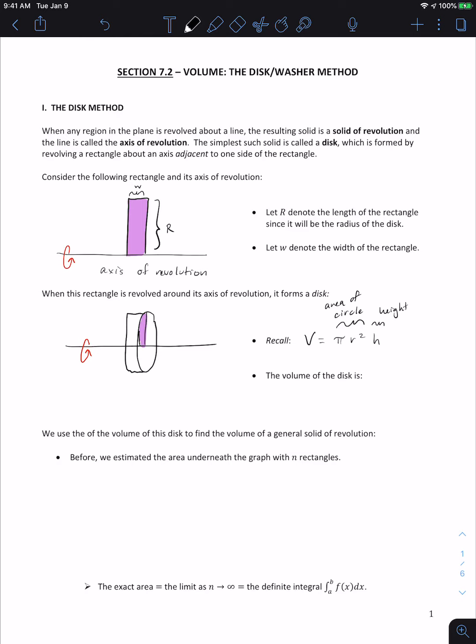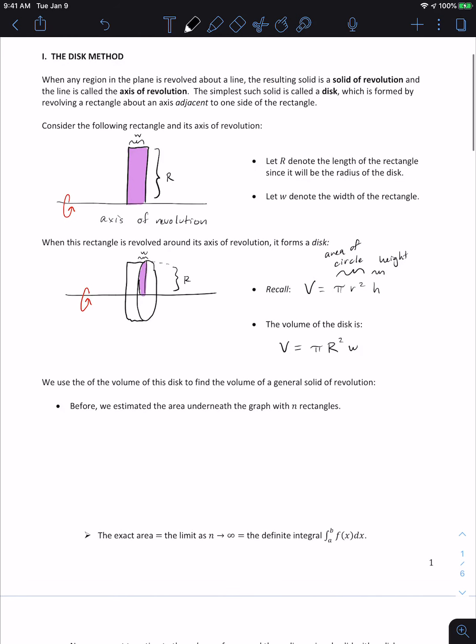Now say we want to find the volume of our specific disk. Remember that we'll have pi, and what's the radius of our disk? This radius here is big R. So we do pi R squared, and then the width of our rectangle, which is the width of that disk, we label by W. So the volume of our little disk is given by pi R squared W. Again, the idea here is that we have these solids of revolution, and we're going to use the integral to somehow have a nice answer for the volume.